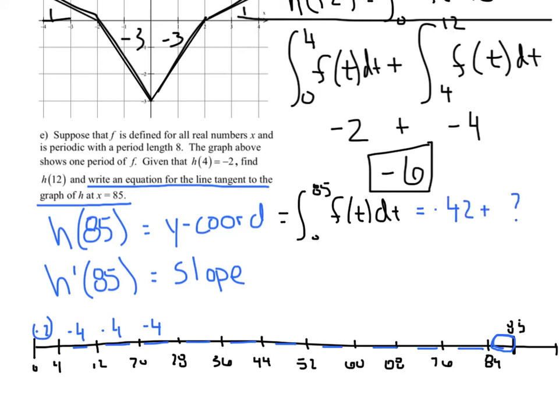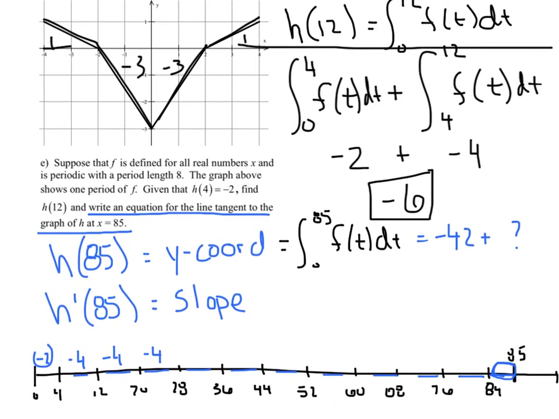Now remember, what was left over was just from 84 to 85, which is the same thing as going from negative 4 to negative 3. So I've got to figure out how much area is in there. Well, I used the old trapezoid formula to figure that out, and I got 3/4. So negative 42 plus 3/4, because it would be above the x-axis. Very interesting number. But I'm going to say negative 41.25 is my y value.